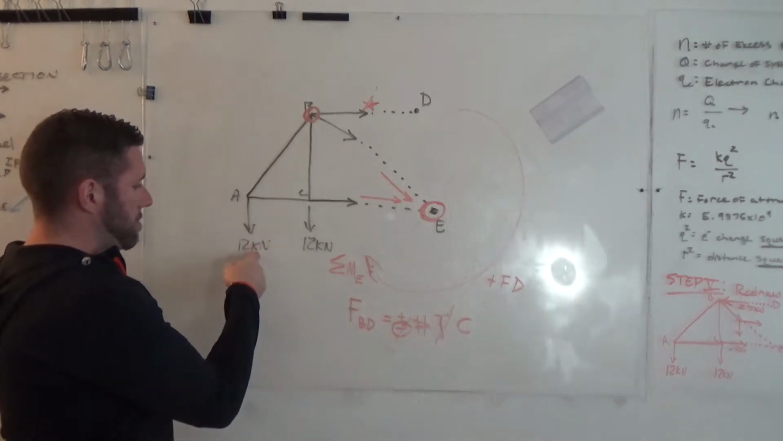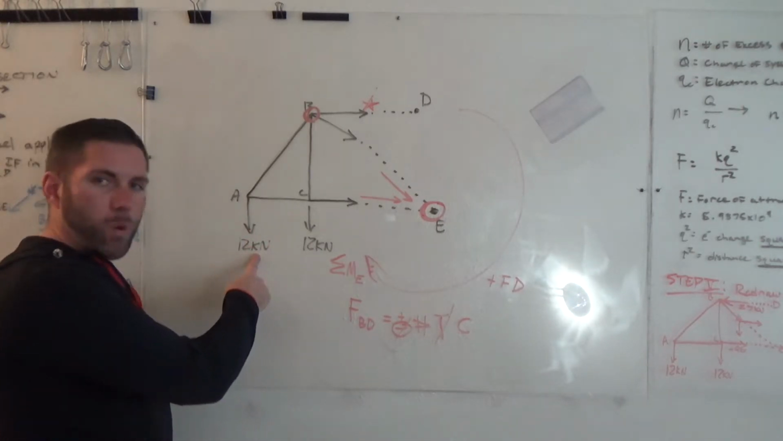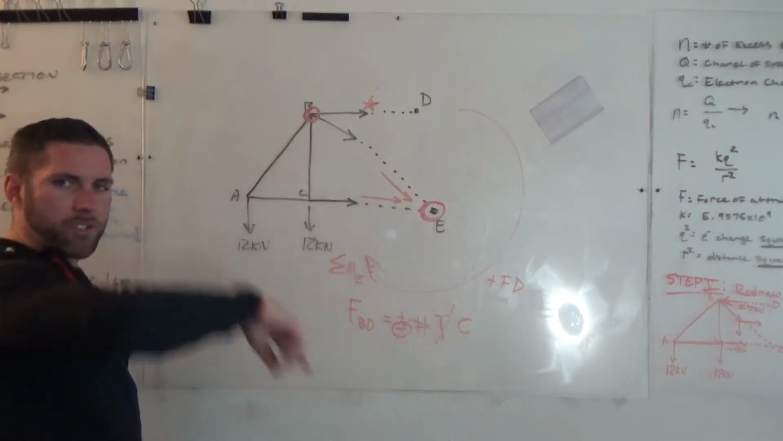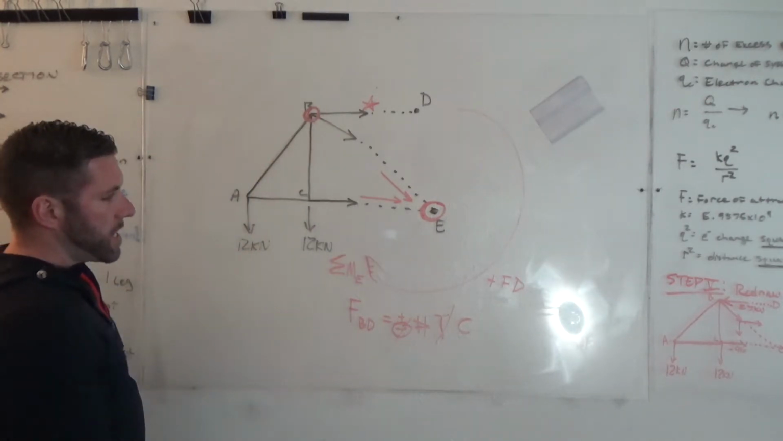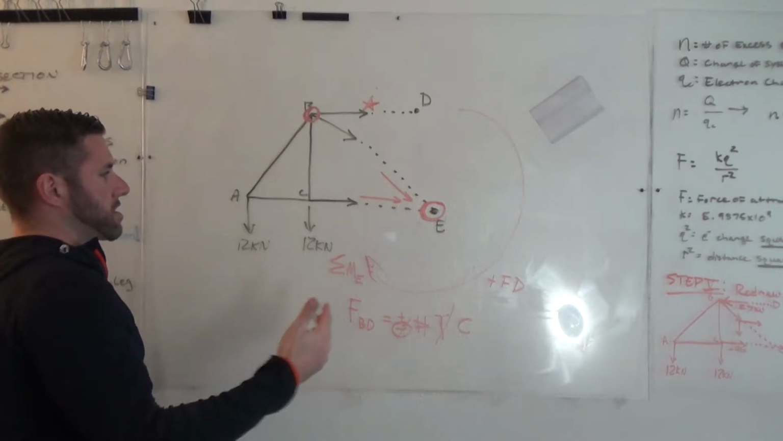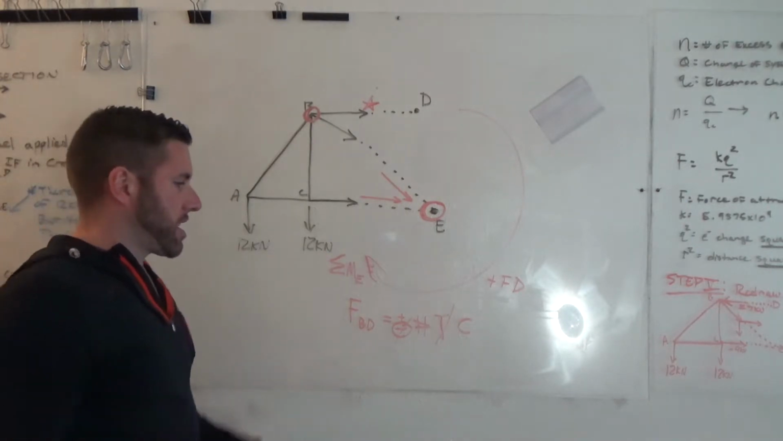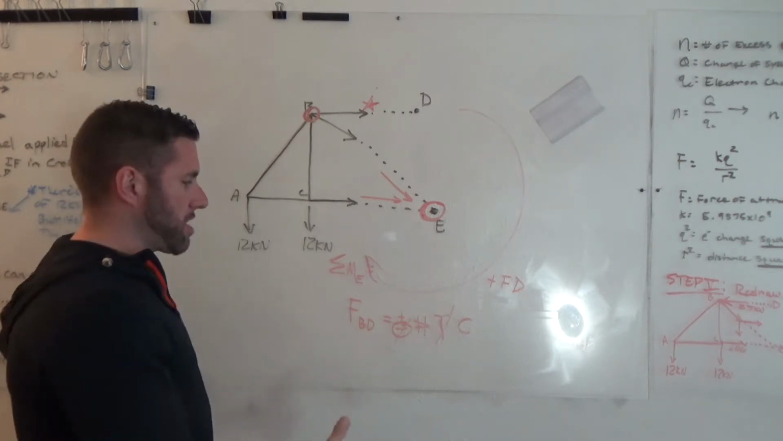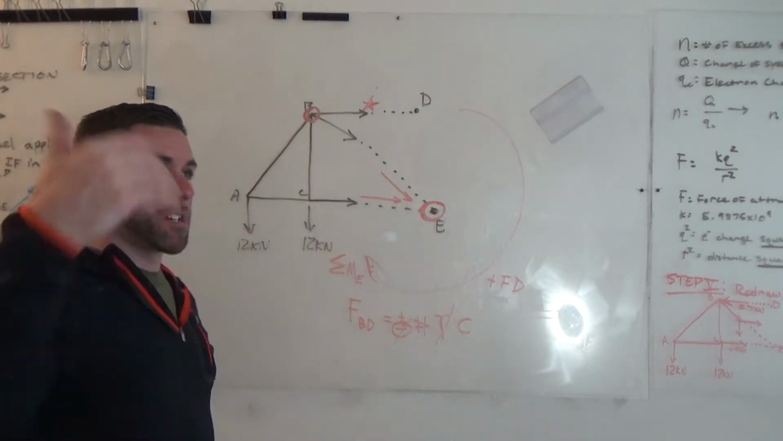So you have positive FCE plus positive 12 kilonewtons because it's the only other thing forcing it to go around in a circle. When you get to the end, it's going to tell you positive or negative. Once again, if it's positive, leave it alone.